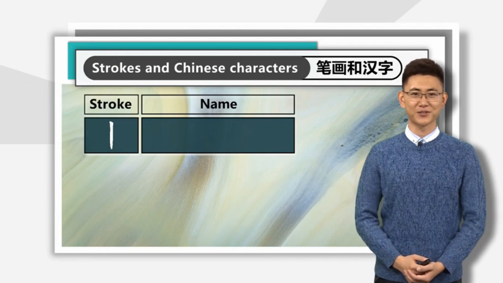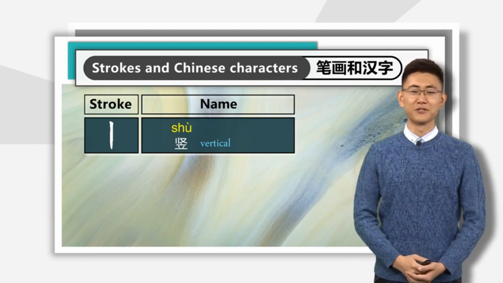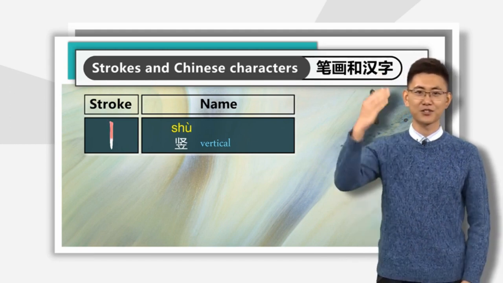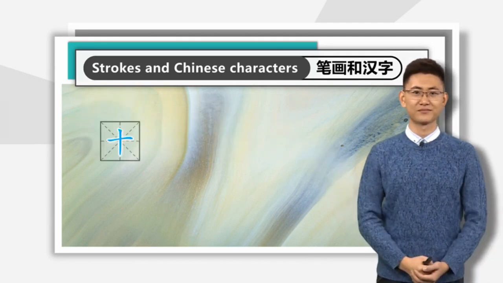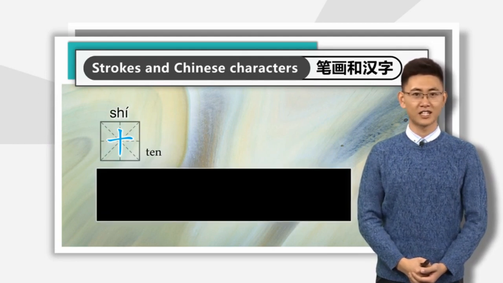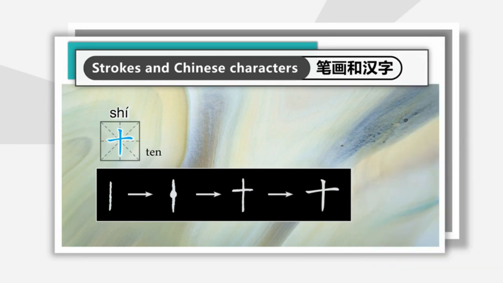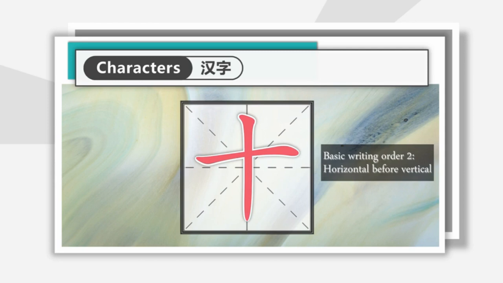Now, let's look at the second stroke. It is vertical. In Chinese, it is called 竖. When writing this stroke, you should write from top to bottom. And a horizontal and a vertical can make a new Chinese character. Look at the picture. It means 10. The pronunciation is 十. 跟我读 十. Please write it with me. The writing order is first, we write the horizontal, and then the vertical.